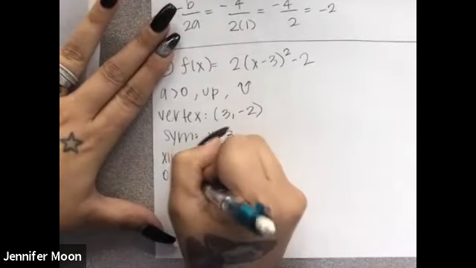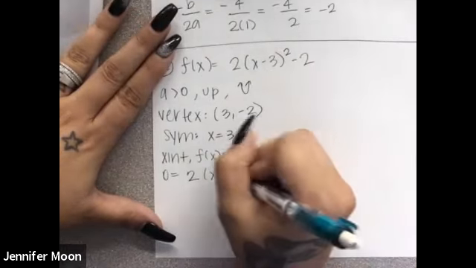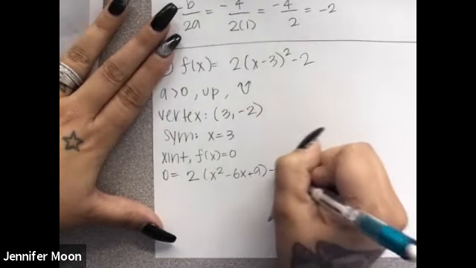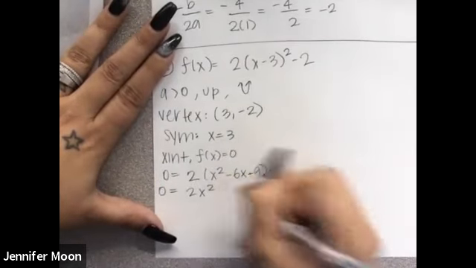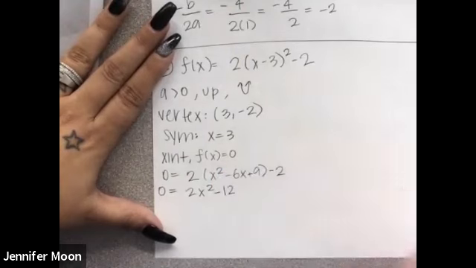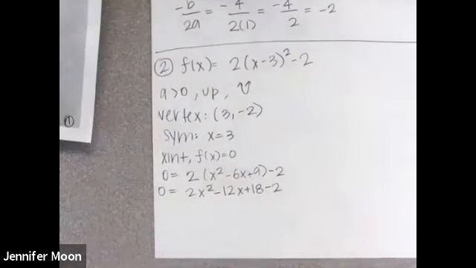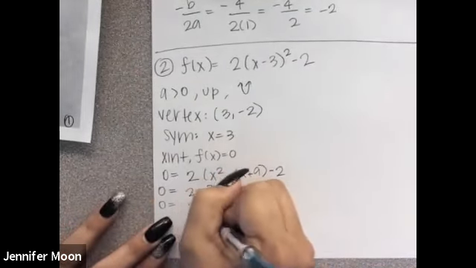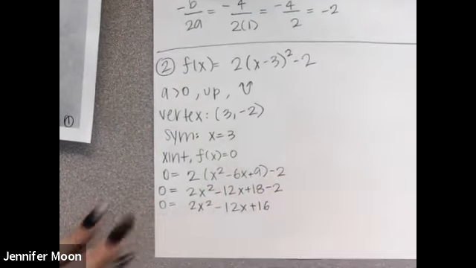So 0 equals 2, foiling this would give me x squared, negative 3x is negative 6x. 3 times 3 is 9, signs are the same, so it's positive. And then a negative 2. So still just doing algebra, 2x squared, 6 times 2 is 12, signs are different, so it's negative. Don't forget your variable. 2 times 9 is 18, signs are the same, so it's positive. I noticed common terms at the end, so I need to combine them. And what I would get is 0 equals 2x squared, negative 12x. Signs are different. Subtract, keep the sign of the larger.